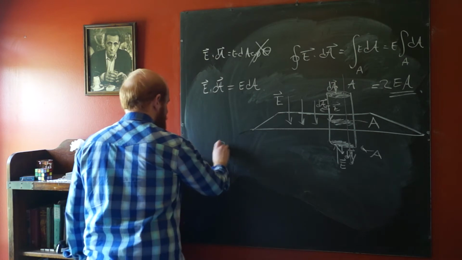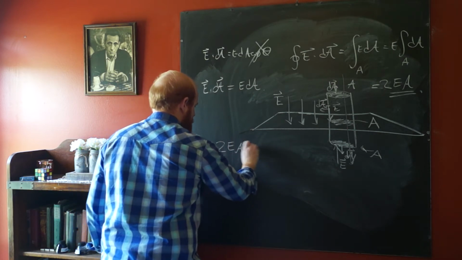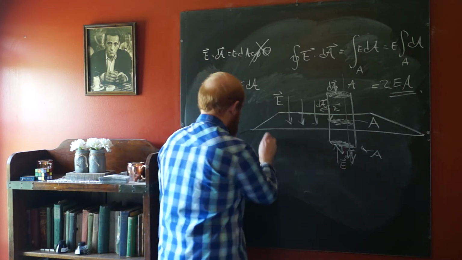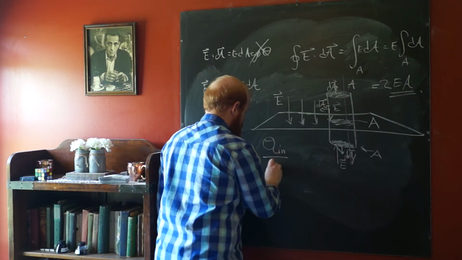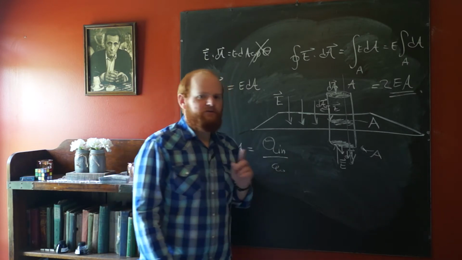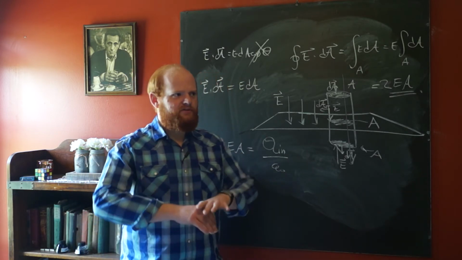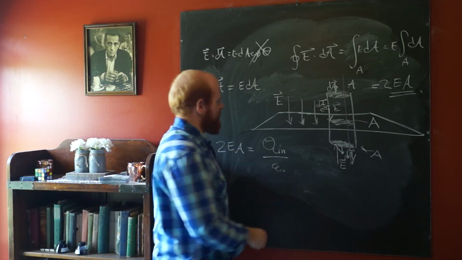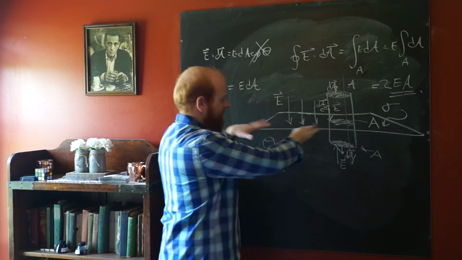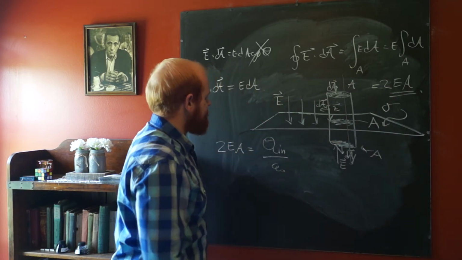And now we write 2EA, and then what's that equal to? Gauss's law says that that's equal to Q inside over epsilon naught. And what's Q inside? Well, we're not given a total charge, actually. We're given a distributed charge. All we know about this thing is that there's some charge distribution, sigma, spread out over the surface of that sheet.